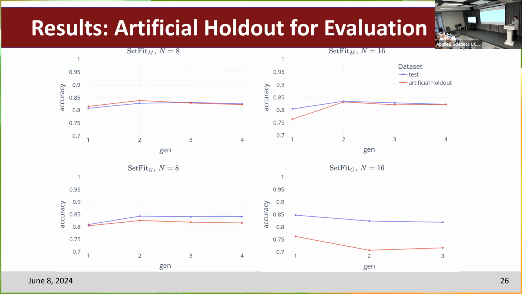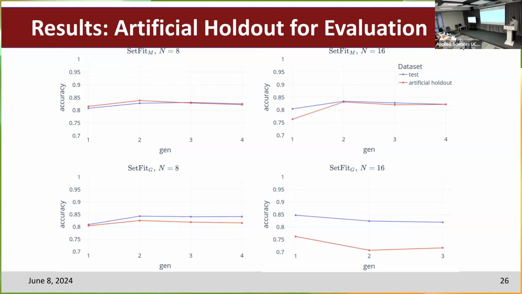Here in the graphs, you may see the accuracy for multiple generations of SetFit, of modified SetFit, and multi-generational SetFit with a different number of texts per label, with the blue line representing the test dataset accuracy and the orange line the artificial holdout accuracy. So basically for all models except one, we stopped with the second generation, as the consecutive third and fourth generations show a decline in the performance.